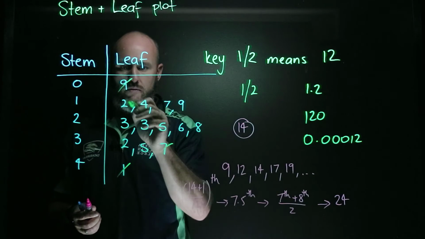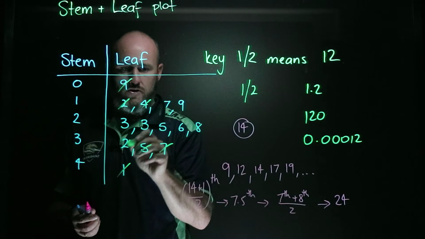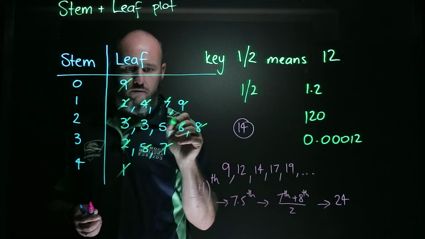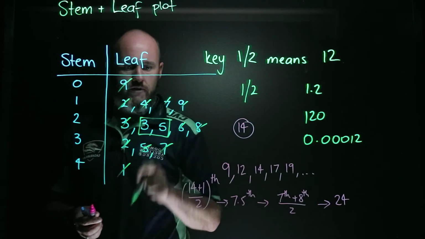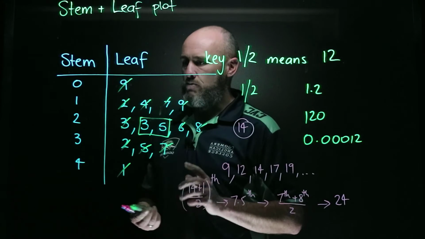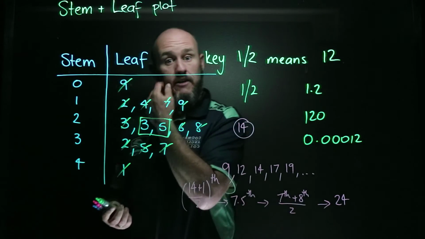And then the next top one, next bottom one, top one, bottom one, top one, bottom one, top one, bottom one, top one, bottom one, and we're left with these. The average of 3 and 5 is 4. 24 is our median. So there's another option. So there's a fairly basic stem and leaf graph.